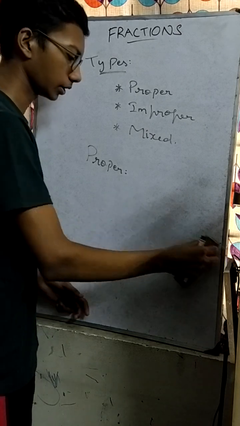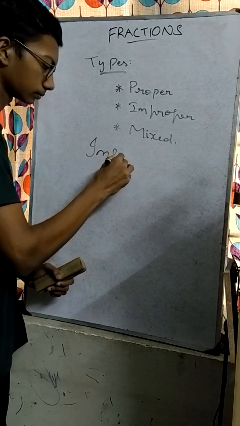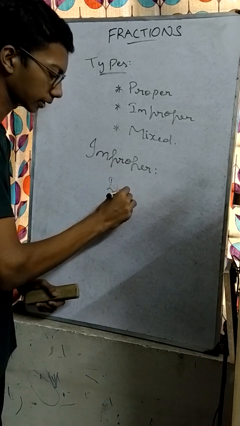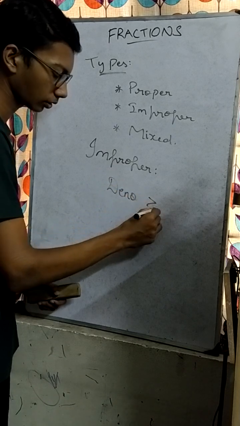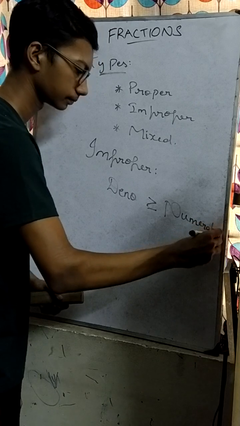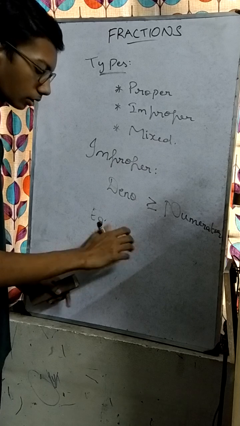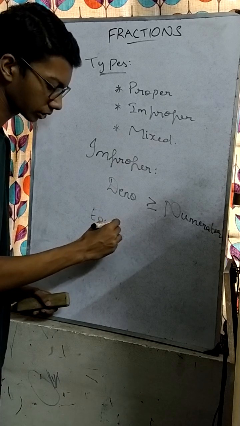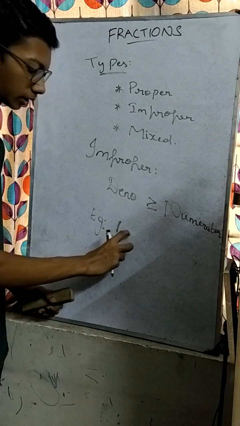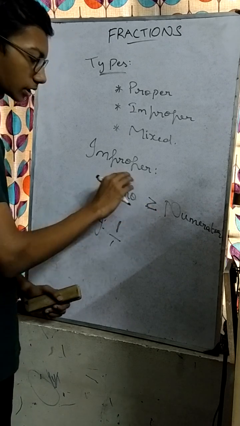The next one is improper fraction. That is, the denominator is greater than or equal to the numerator. For example, let's say we have 1. 1 is an improper fraction because it is 1 by 1, where the denominator is equal to the numerator. So in this case it is an improper fraction.